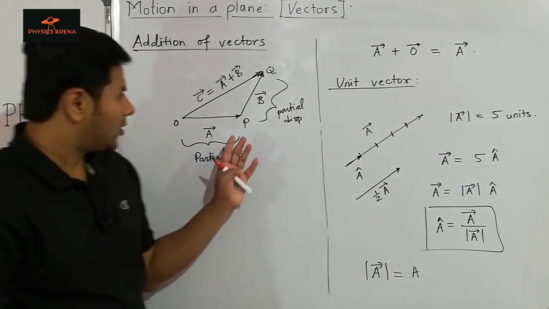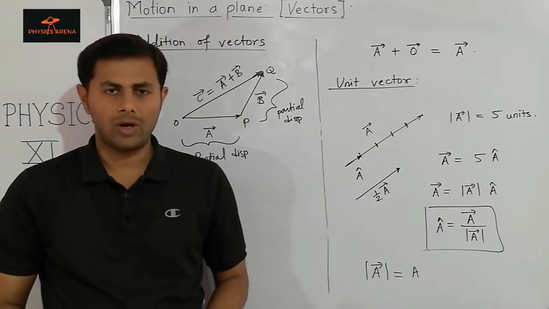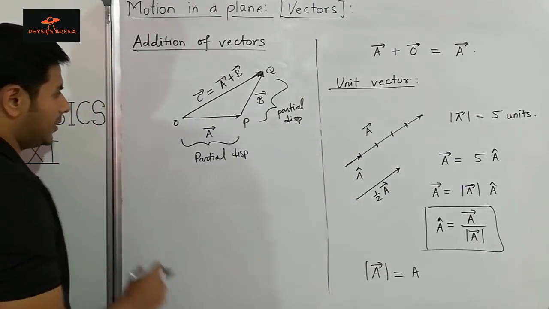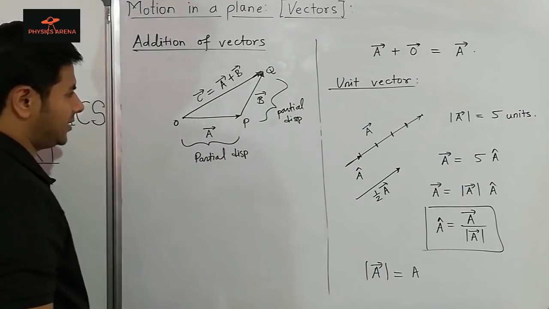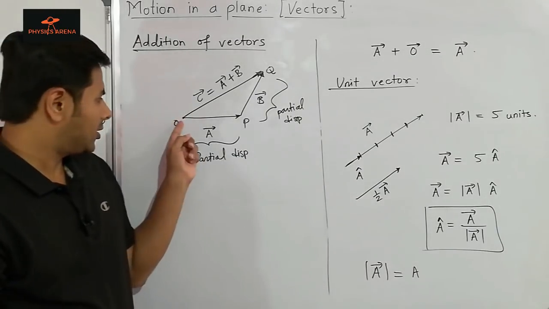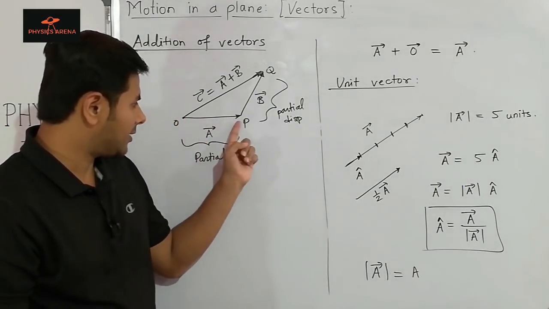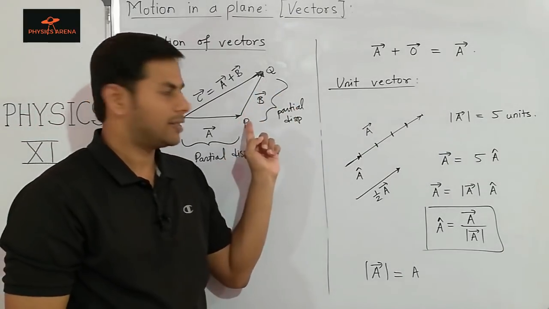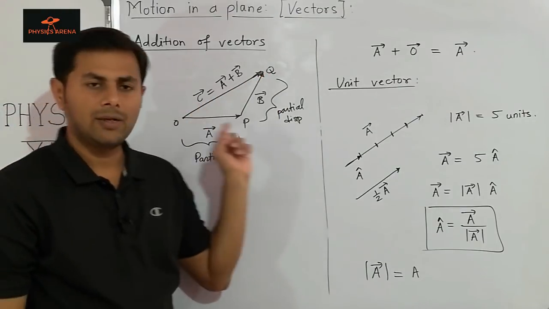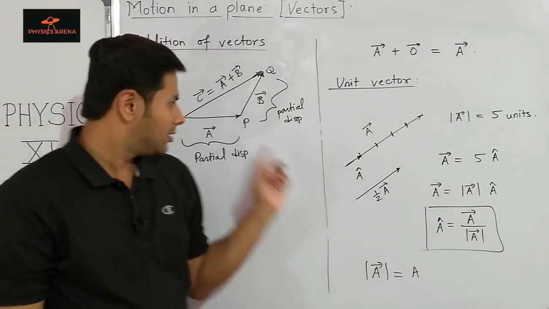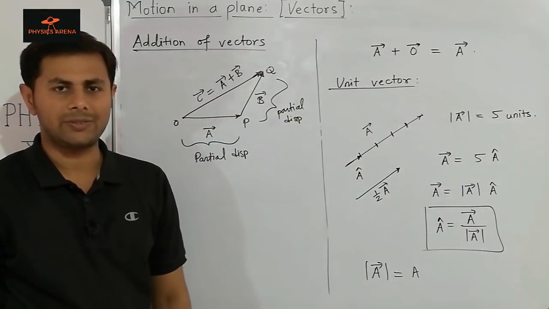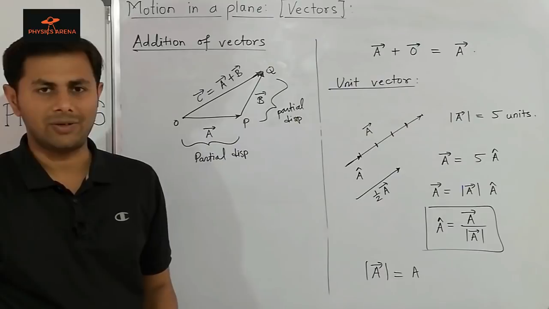This law is called tip to tail, or the triangle law. What does it say? If two vectors are represented by two sides of a triangle taken in order, so taken in order means where the first vector ends, the second vector starts at that point, then the resultant is represented by the third side of the triangle starting at the start point of the first vector and ending at the end point of the second vector. This is the triangle law.